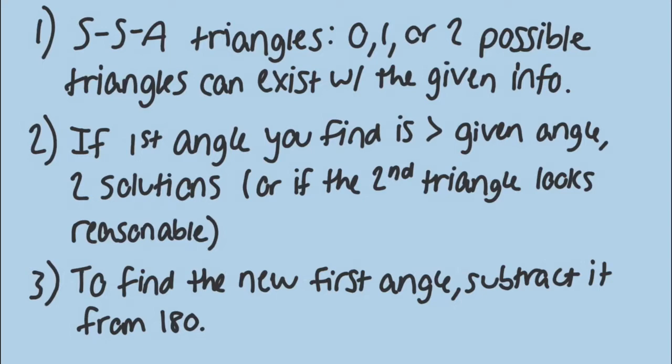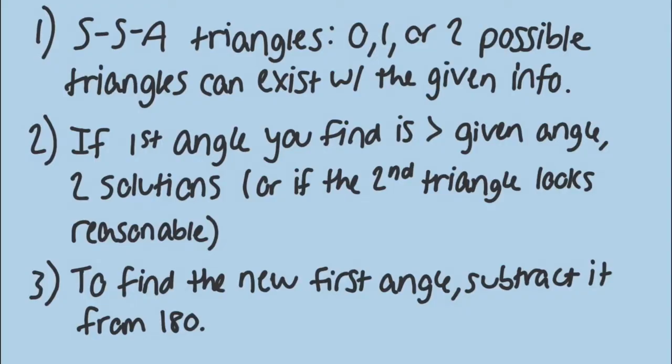Second, if the first angle that you find is greater than the given angle, there are 2 possible solutions that can exist. Because sometimes there's only one solution, but if that is true, then there are definitely 2 solutions. Or if you don't want to memorize that, you can just always draw the second triangle, and then if it doesn't make sense, so like if you have a smaller angle across from a bigger side or a bigger angle across from the smaller side, then that case doesn't work and you can assume that there's only one possible solution.